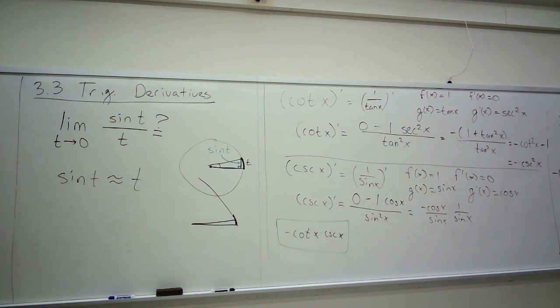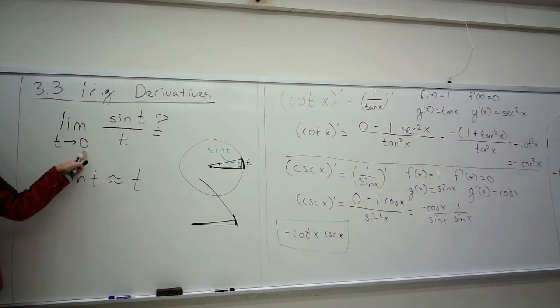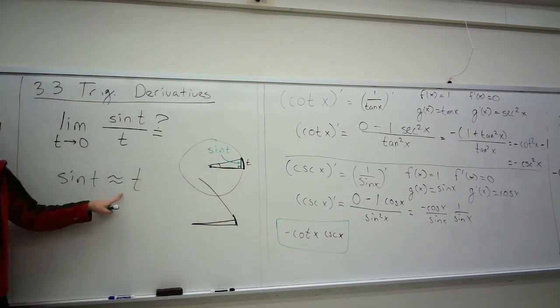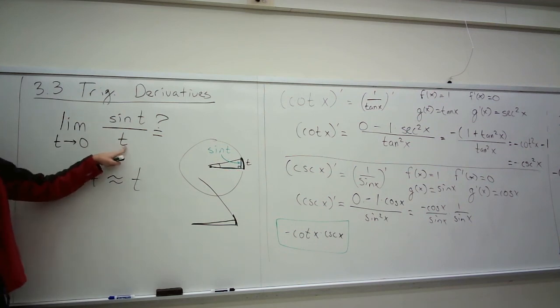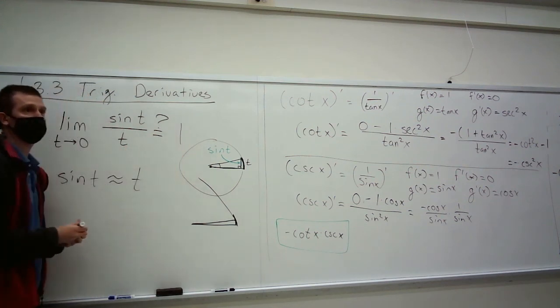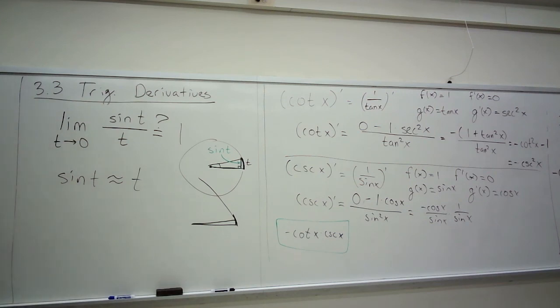What's this limit? When t gets basically zero, when it's practically nothing, what's the difference between the curve of the circle and the vertical part of the triangle? Basically nothing. What does this ratio become? One. Clear? No?